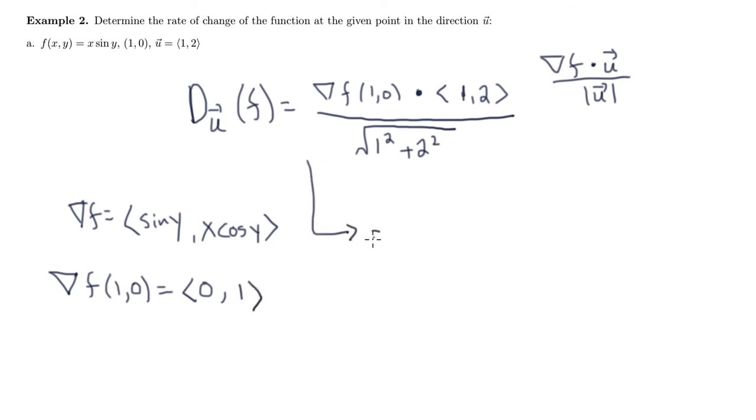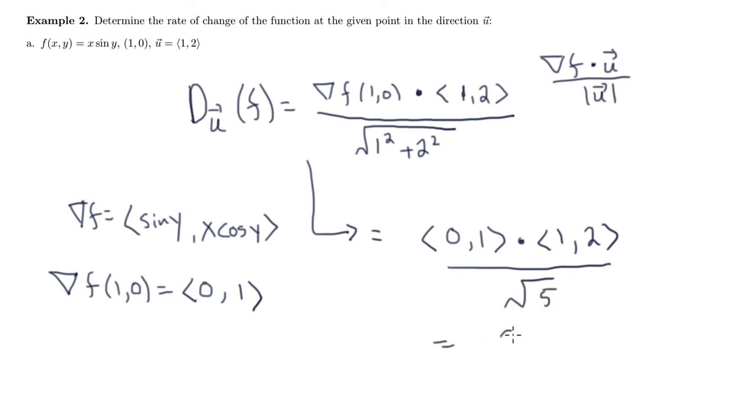So the rate of change in the direction of (1, 2), or in other words, the directional derivative of f in this direction, is just (0, 1) dot (1, 2) over the square root of 5. But this is just 2 divided by the square root of 5, because 0 times 1 plus 1 times 2 is 2, and there we have it.